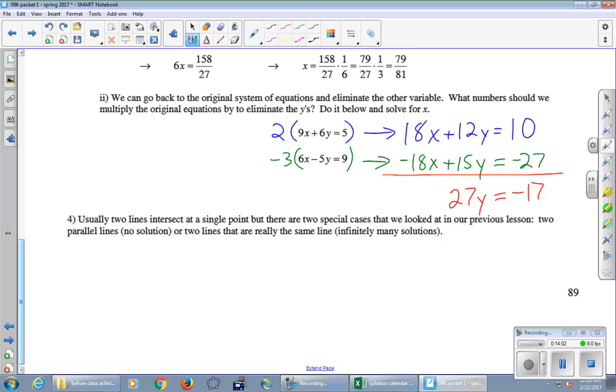Super. That's it. Just like that, we've got our y. Just divide both sides by 27. Negative 17 over 27.